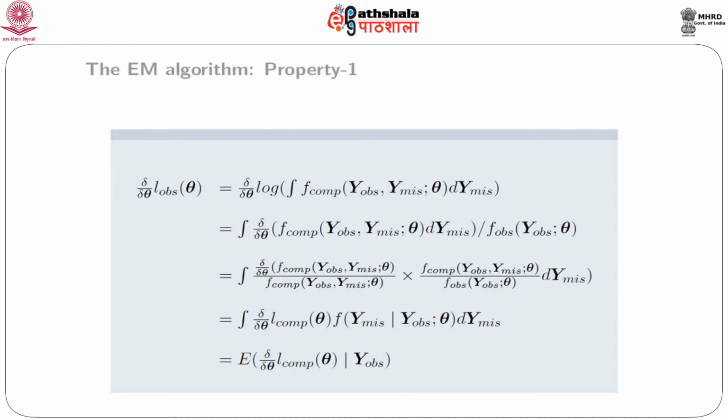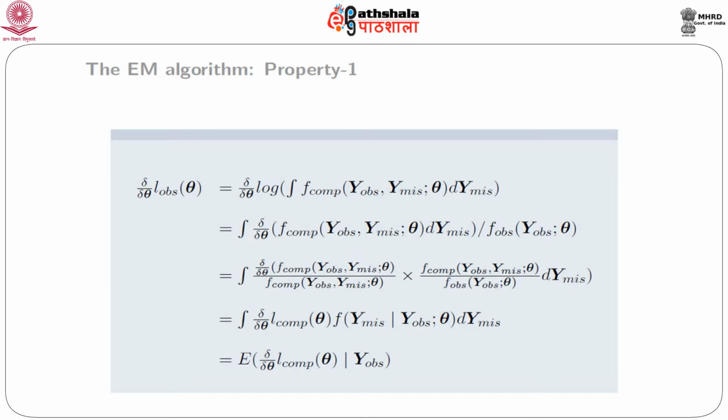The first quantity is the integral of the derivative with respect to theta of the complete likelihood, divided by the observed likelihood. If we do that, we can see that the first term reduces to the derivative of the log likelihood of the complete data, and the second term can be thought of as the joint density of y observed and y missing divided by the marginal density of y observed.